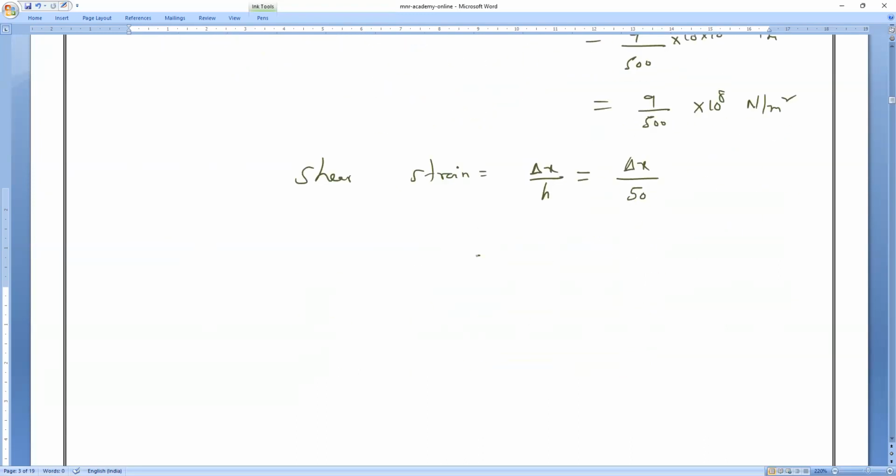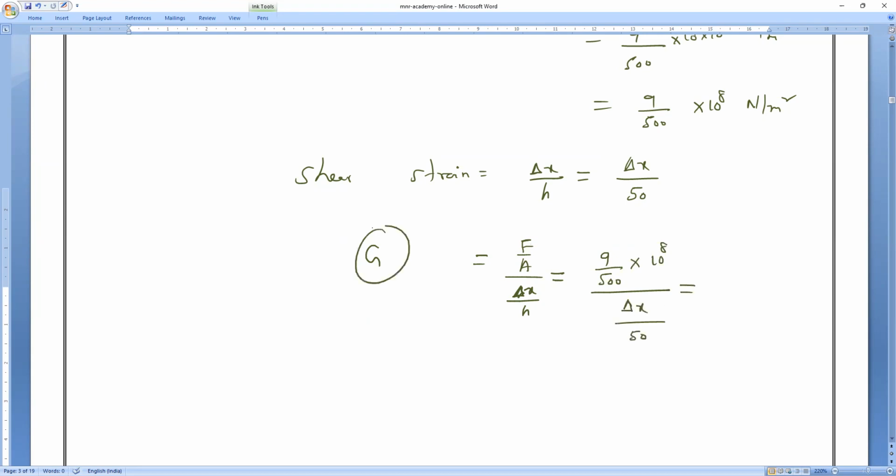So I can substitute the values. Shear modulus is equal to F by A divided by delta X divided by H. So which is equal to what? F by A we got it. What we want to find, they are asking, is delta X. So the remaining is all substituted. 9 by 500 into 10 power 8 divided by delta X divided by H, which is 50.